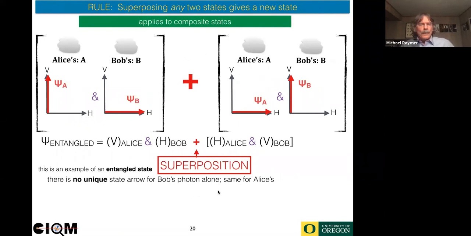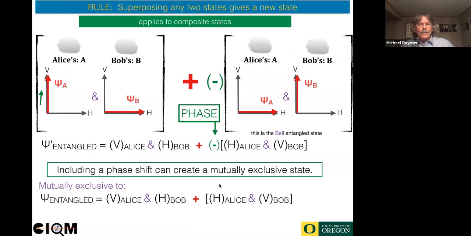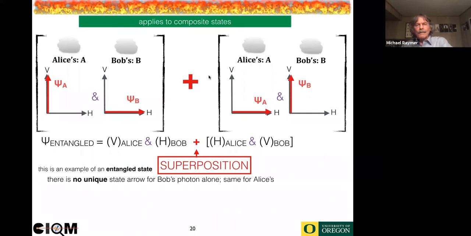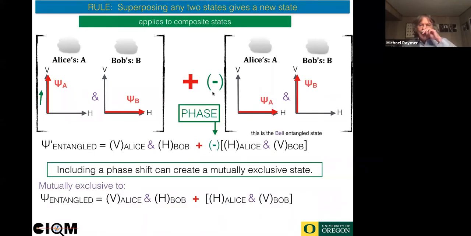All right, so moving along, what if I put a phase shift in here? So this little green minus sign is the same state I had before, as you can see here. Now I'm just going to add a minus sign right there. So I didn't change the two mutually exclusive possibilities, this one and this one. I just added a minus sign here. So it looks very much like this same state.